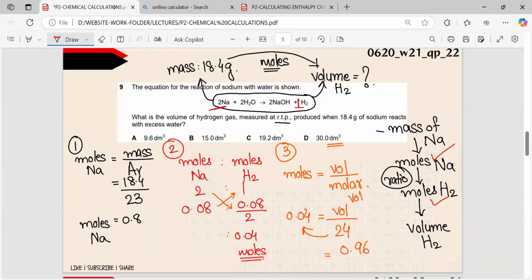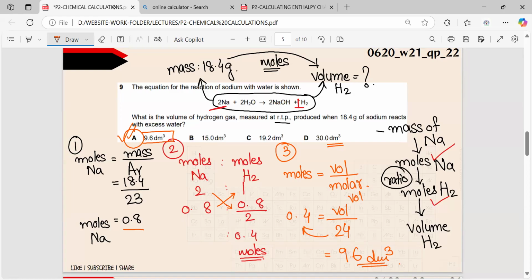0.4 multiplied by 24. I wrote one extra 0 here. There shouldn't be any 0. So the answer is 9.6 decimeter cube. Don't make this mistake which I made. Don't put an extra 0 or don't remove a 0. Use the exact value and recheck your answer. So 9.6 decimeter cube, this is the answer.